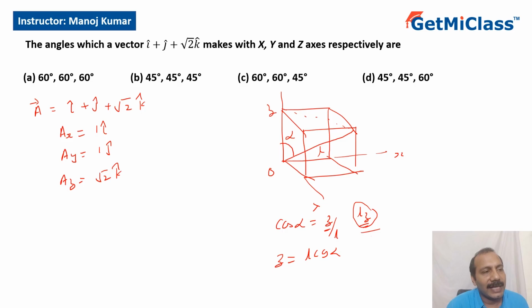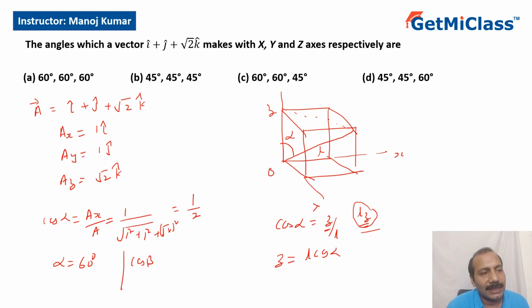Now if it makes an angle alpha with x-axis, then cos alpha would be equal to ax by a. So what is ax? 1. What is a? Under root of 1 square plus 1 square plus root 2 square. So that is equal to 1 plus 1 plus 2, which is 4. 1 by root 4 is 1 by 2. So if it is 1 by 2, alpha would be equal to how much? 60 degrees. Similarly, if it makes an angle beta with the y-axis, then cos beta would be equal to 1 by 2 again. So beta is also equal to 60 degrees.